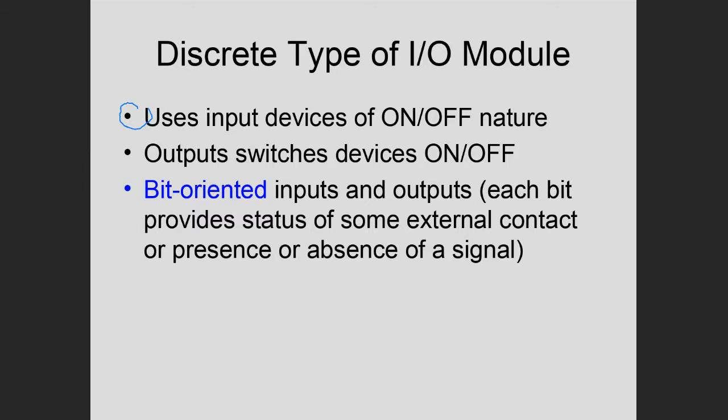So we call that bit-oriented, where we can use one bit to represent the state of something. I can use a bit to represent whether a switch is open or closed. I can use a single bit to represent a light bulb being on or off. Light bulb is on, we say that's a 1. Light bulb is off, is a 0. So anything that's bit-oriented, I'm going to use what we call discrete I/O.